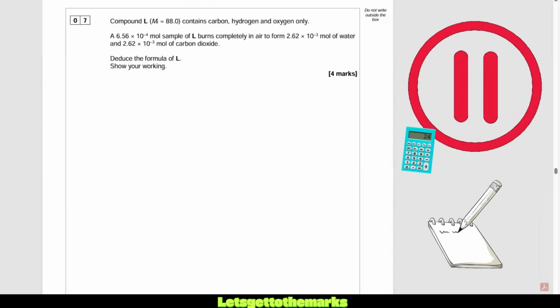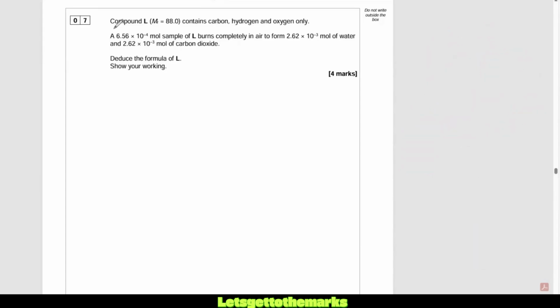Why don't you press pause on the video, grab your pen, grab your calculator, a piece of scrap paper that you can chuck away after. Make your learning, your revision active, have a go at it, and then unpause, and I'm about to go through the explanation.